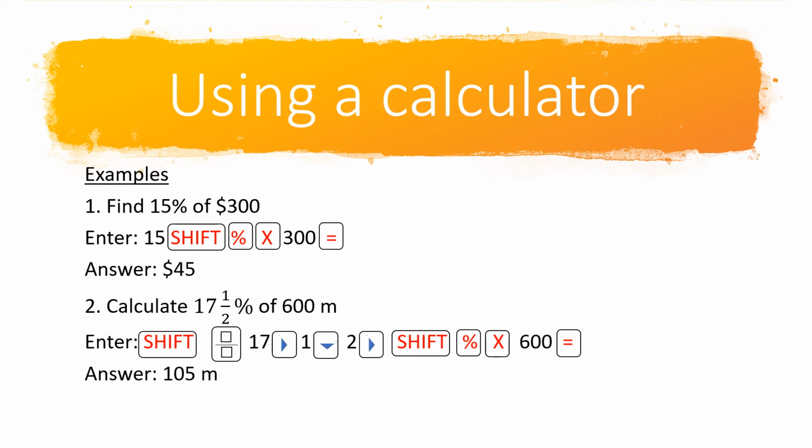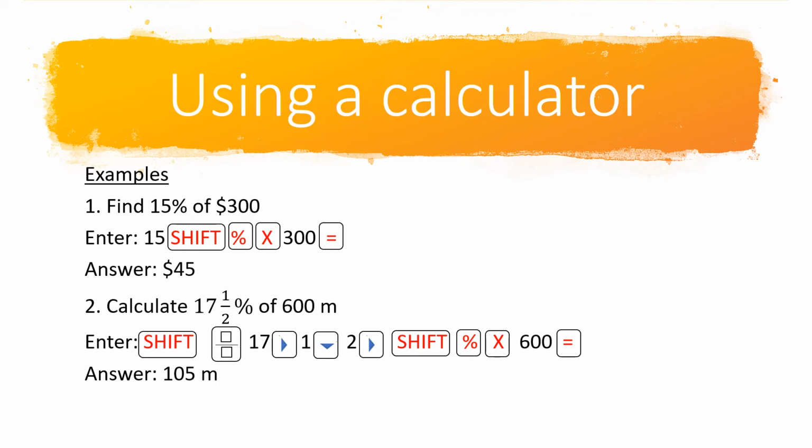Example 1, find 15% of $300. So on your calculator, I want you to clear your calculator and enter 15, Shift, percentage, times 300 equals. I'll just say that again. 15, Shift, percentage, times 300 equals. And on your calculator, you should have 45. So the answer to 15% of $300 is $45.